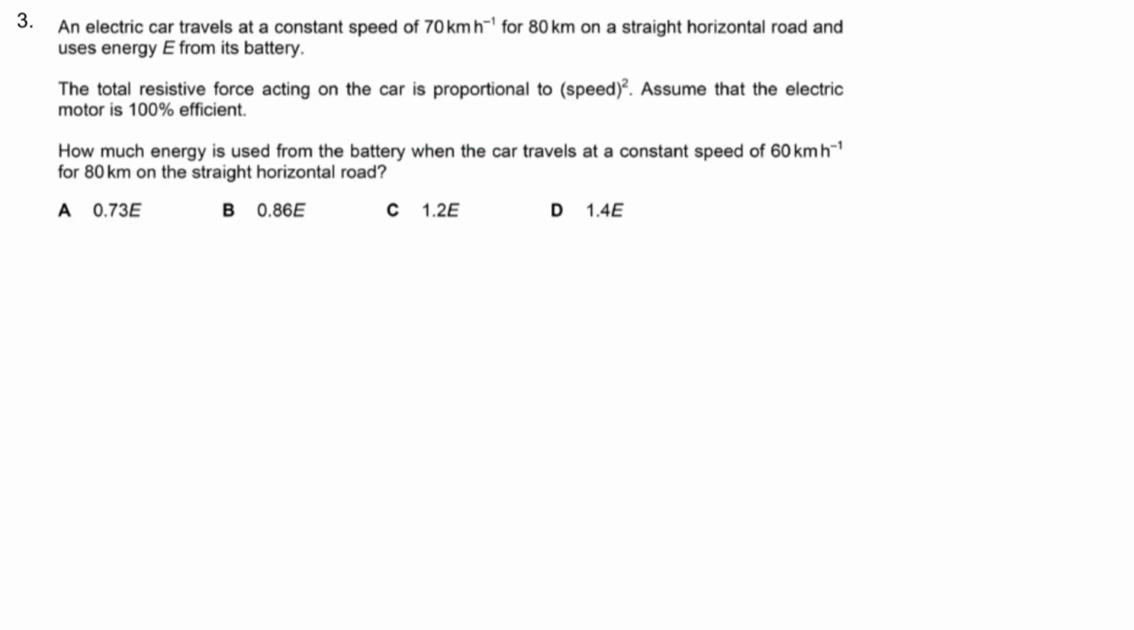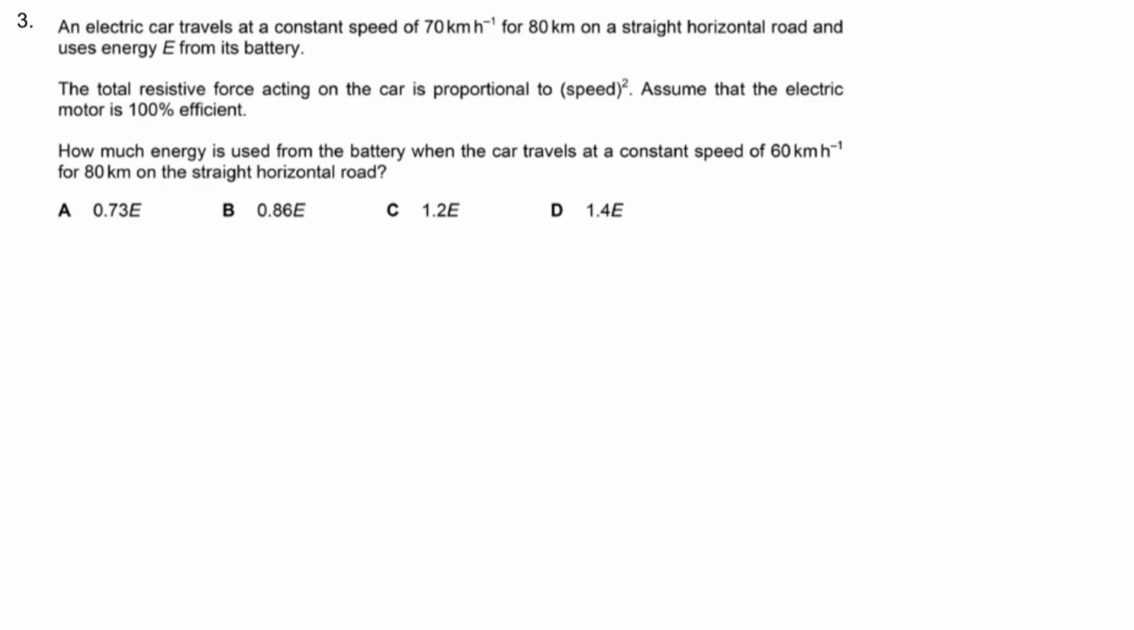An electric car travels at a constant speed of 70 kilometers per hour for 80 kilometers on a straight horizontal road and uses energy E from its battery. The total resistive force acting on the car is proportional to speed squared. Assume the electric motor is 100% efficient. How much energy is used from the battery when the car travels at a constant speed of 60 kilometers per hour for 80 kilometers on a straight horizontal road?